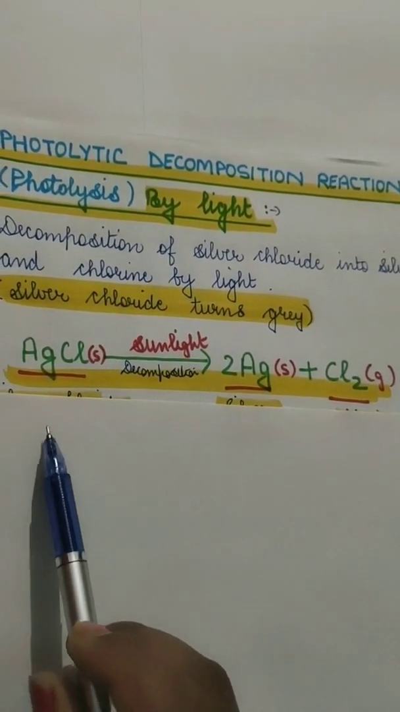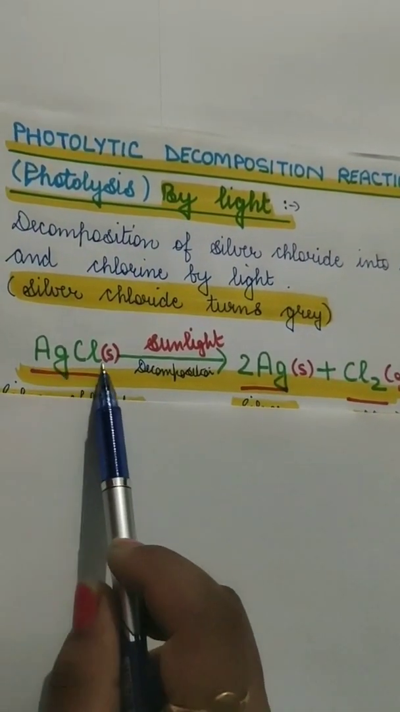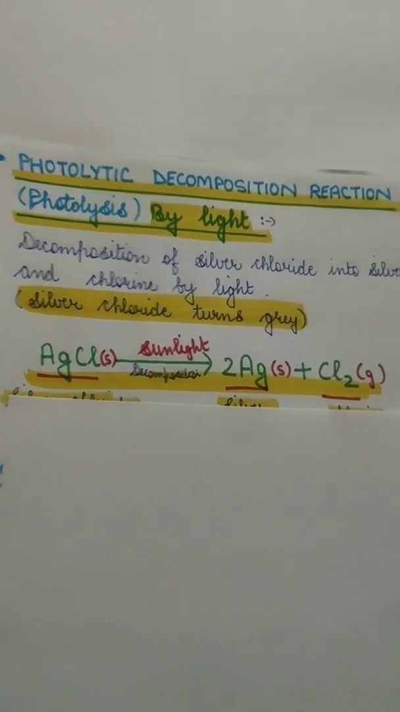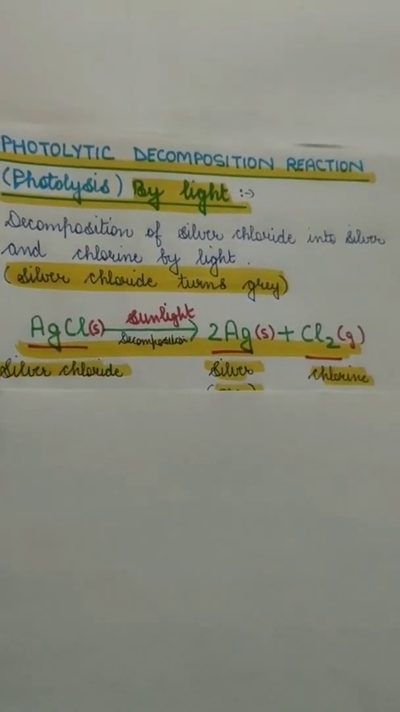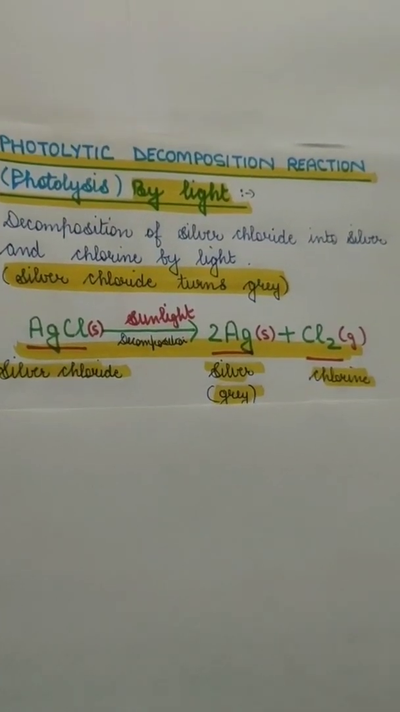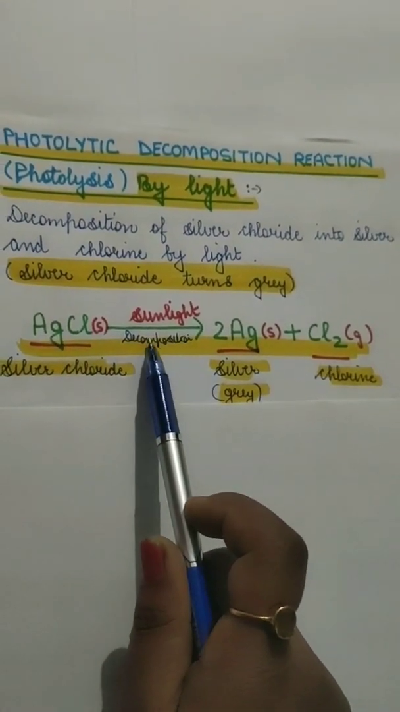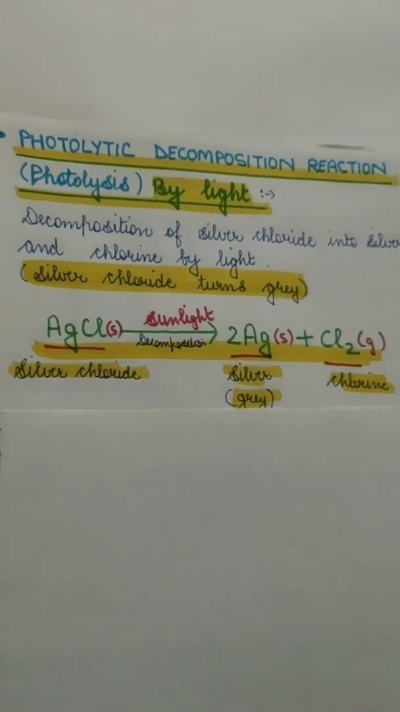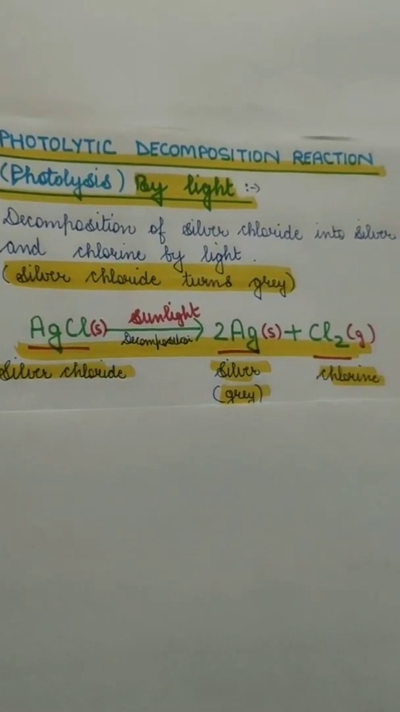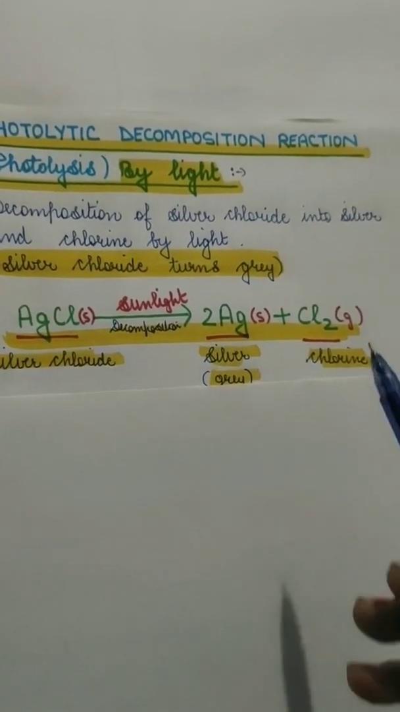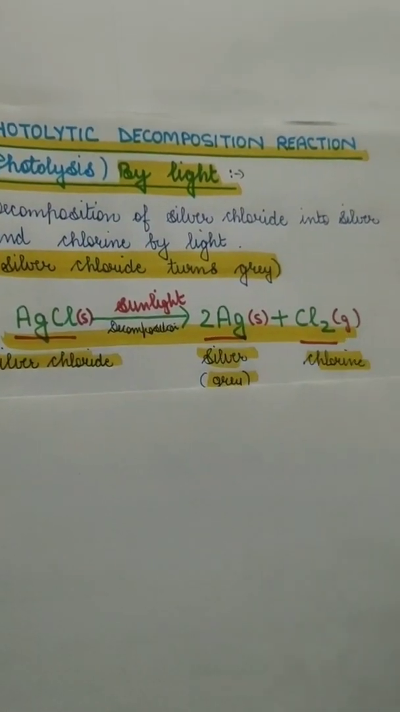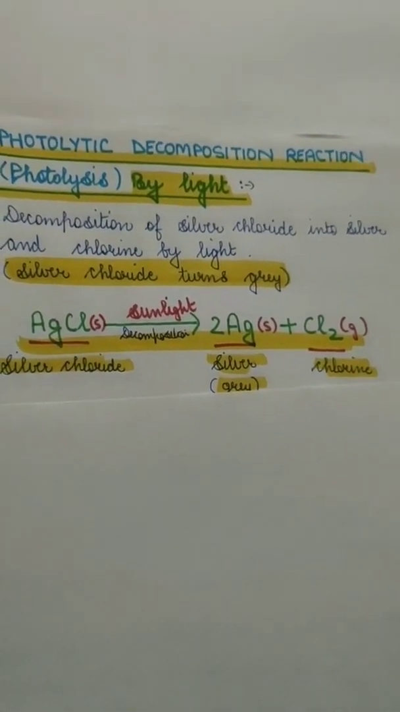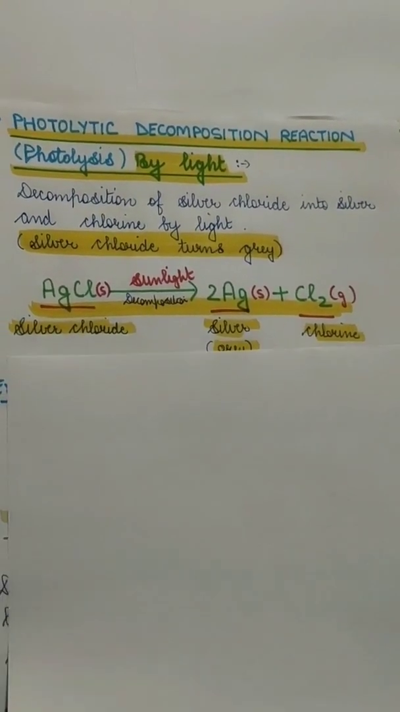So the reaction is AgCl, silver chloride. We expose it to sunlight. In the sunlight, it will take the heat from sunlight and break down into simpler forms, that is silver and chlorine. Now silver will convert into gray color. It will be no more a silverish shade. So this is a photolytic decomposition reaction.